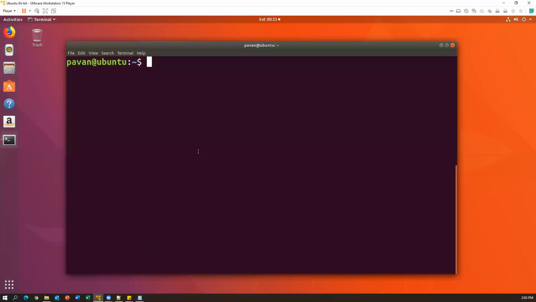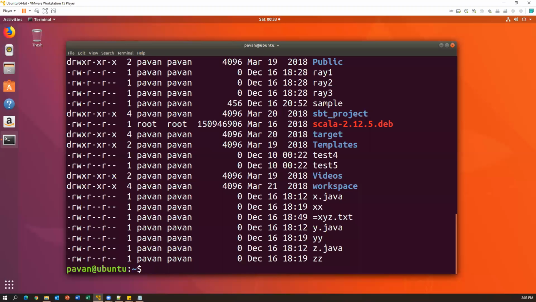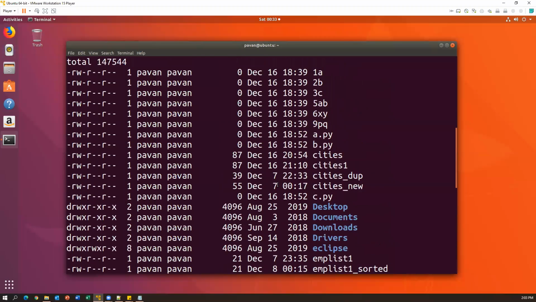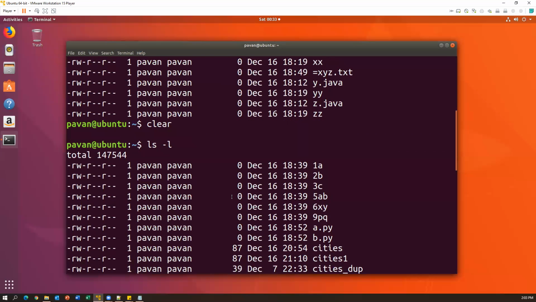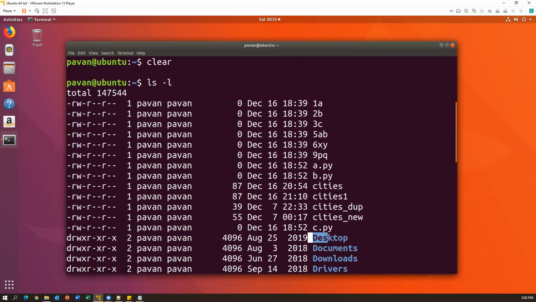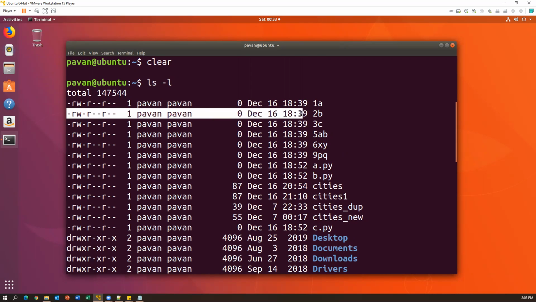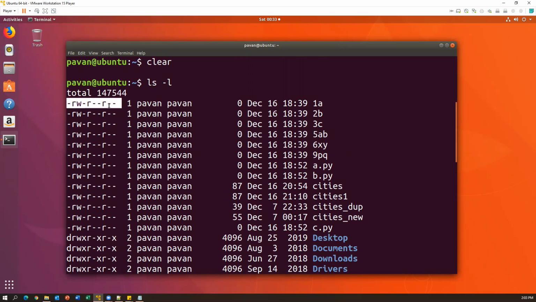Let me connect to my Unix. Here I'm executing one command called ls -l. When I execute this command, it displays all the files and directories. Along with the files and directories, it is also displaying some other information in every line. The first part of the line represents the permissions of the users, the groups, and the others.